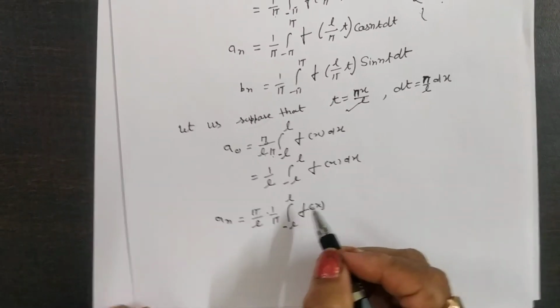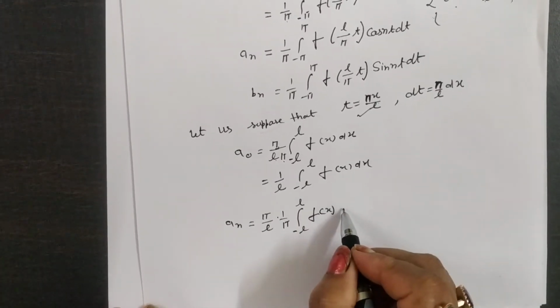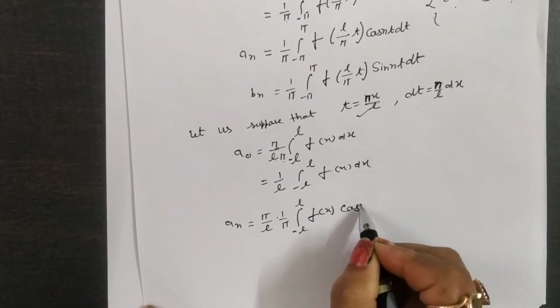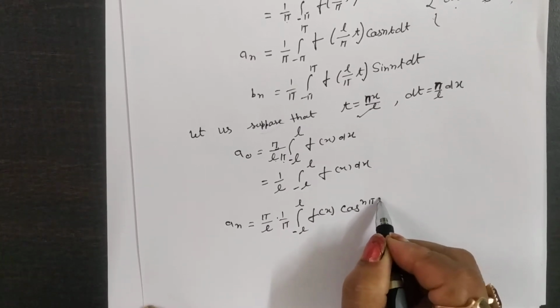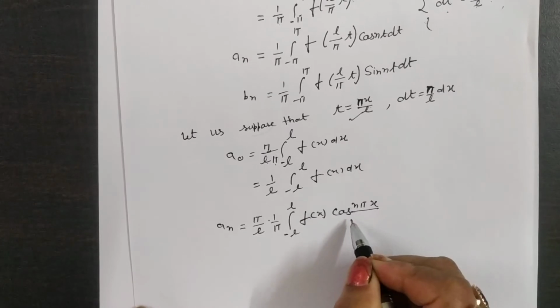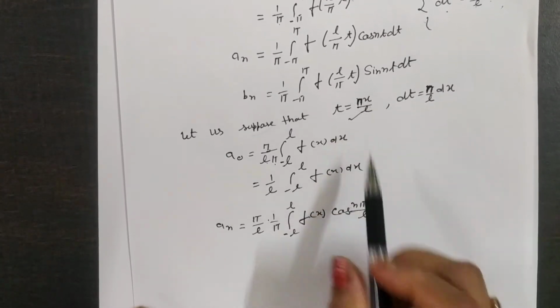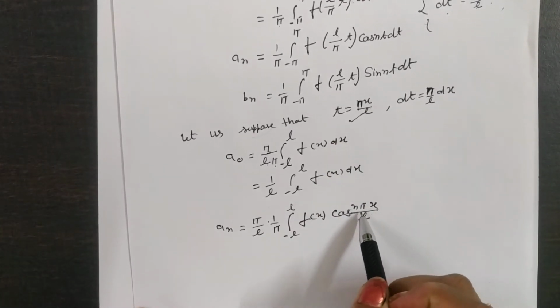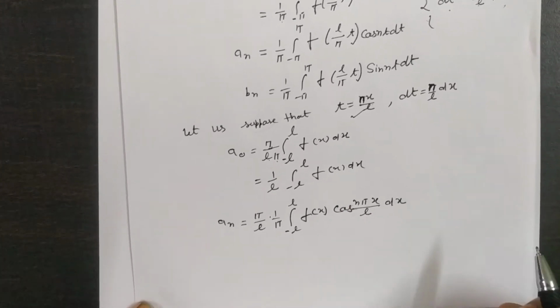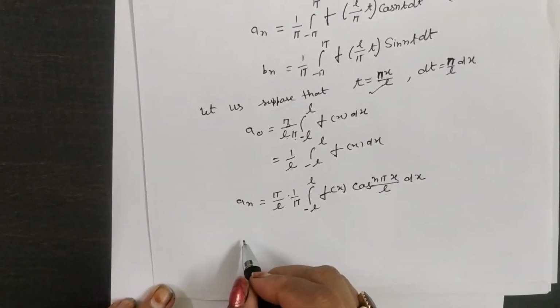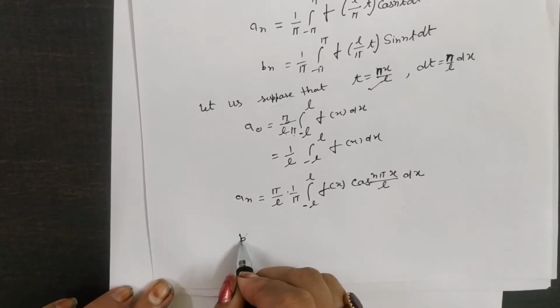Yes, so this is cos n pi x by L. Yes, pi x by L. Yes, and it's here n t dx. Yes, okay, clear. And now similarly you can obtain bn.